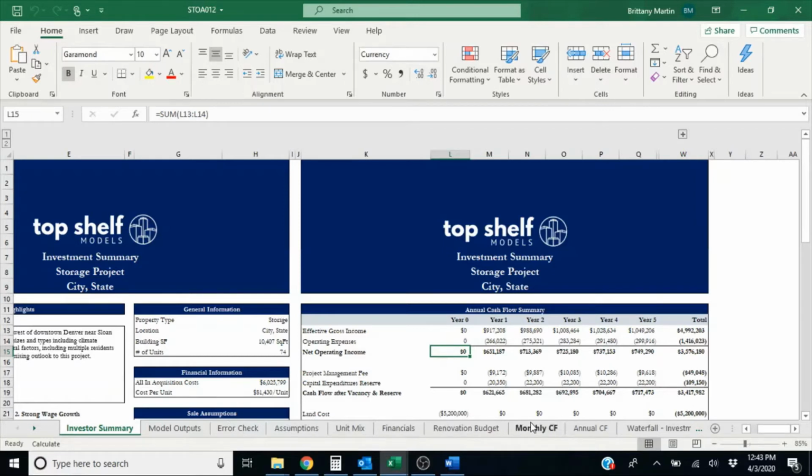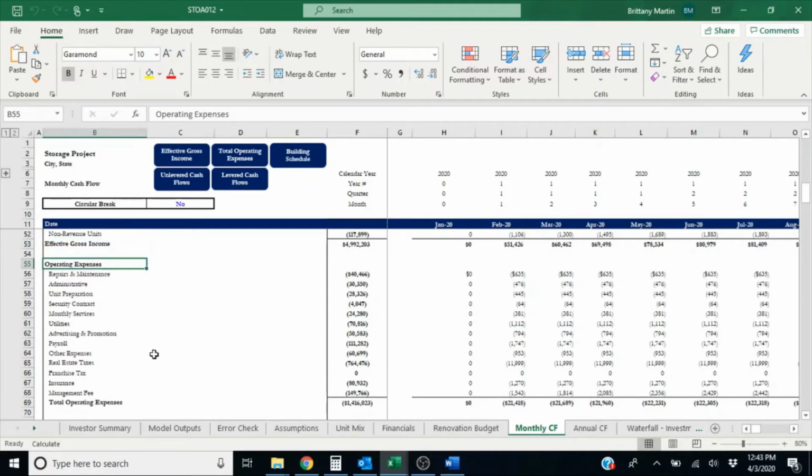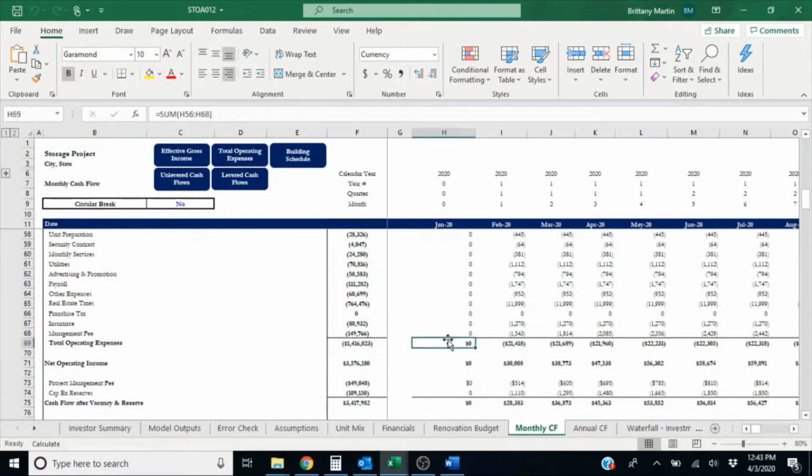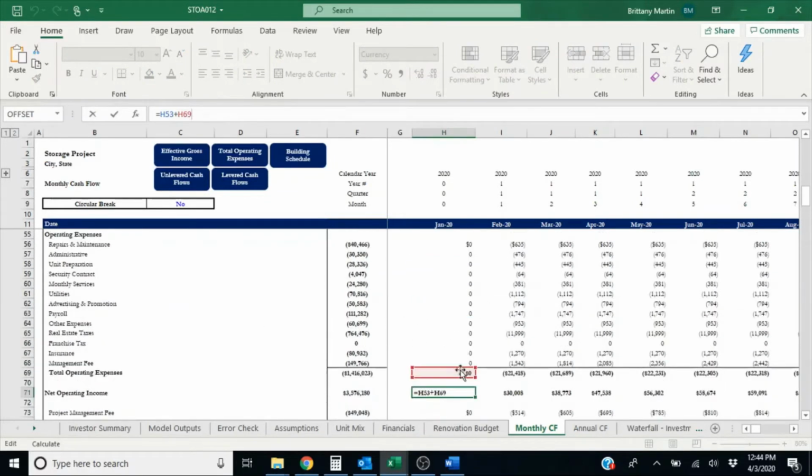So let's go over to our monthly cash flows and look at specific line items that make up effective gross income and operating expenses. First we have effective gross income here in our monthly cash flows. We have total operating expenses, and then our NOI, which again sums these two, operating expenses being a negative here.